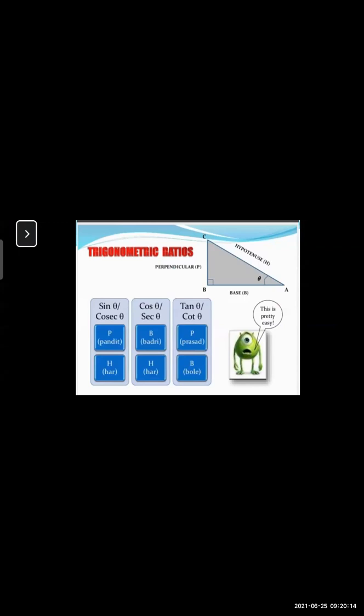So here is the triangle ABC. Okay, see, and B is equal to 90 degrees, and angle A is equal to theta. Okay, so here we find all the ratios. All the ratios means all 6 ratios: sine theta, cos theta, tan theta, cosec theta, sec theta, and cot theta.